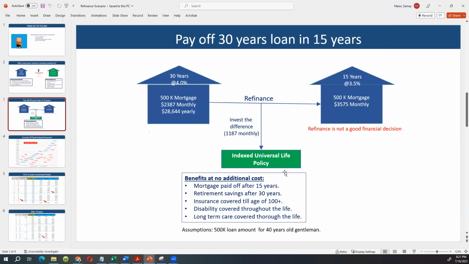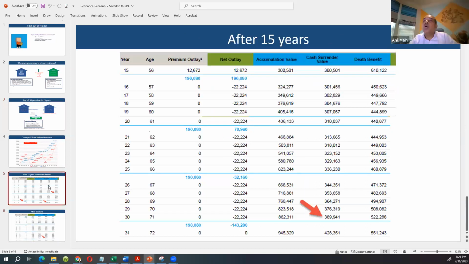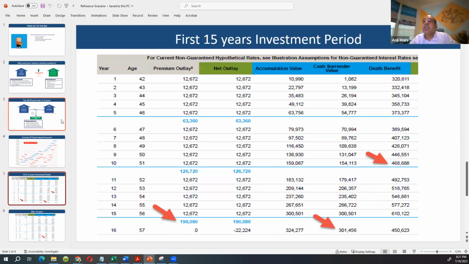Hi, I just want to make sure I understood what you were saying and I didn't miss anything. Are you saying that you save in the IUL, and then after the 15-year mark you start taking it out, or after the 30-year? No, so, okay.